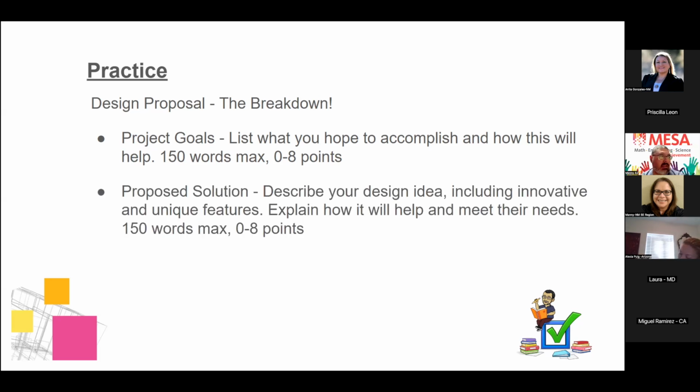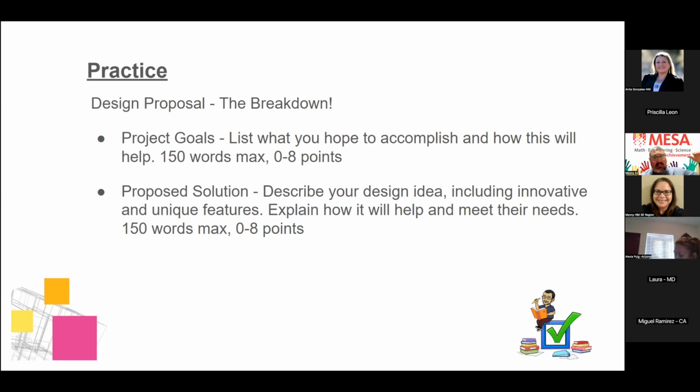And then the next piece is the proposed solution. So finally, we're getting to what is our specific idea that we want to do. What is our design? This is the textual description. What is your idea? What are you creating? You would include any innovative or unique features here. And then you can explain how it's going to meet the needs that are listed in the project goal that you just did.